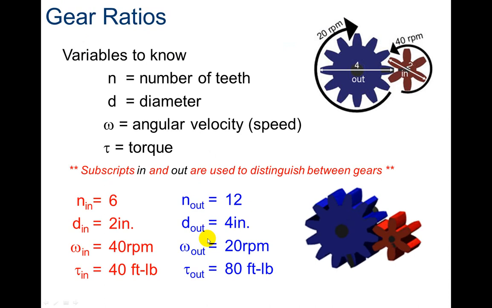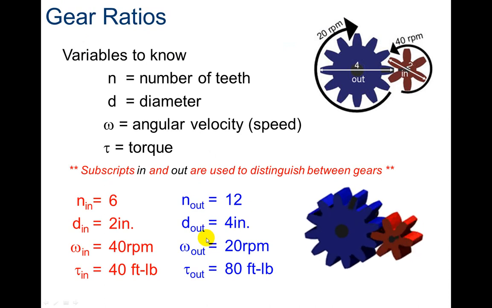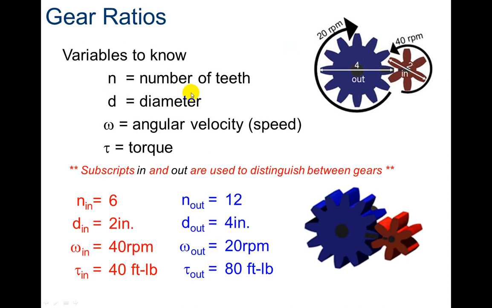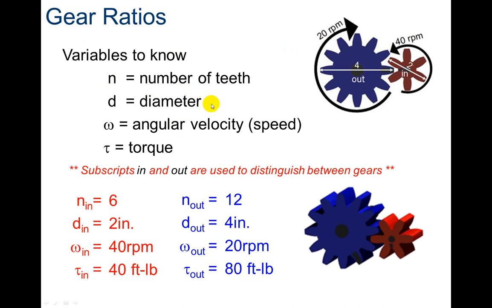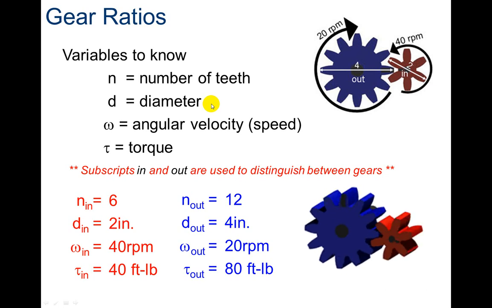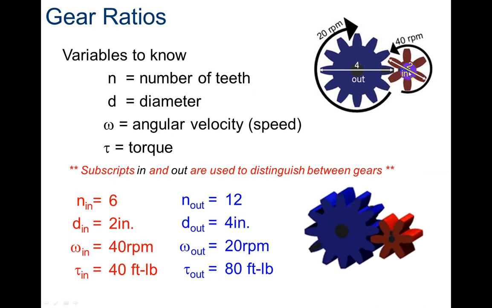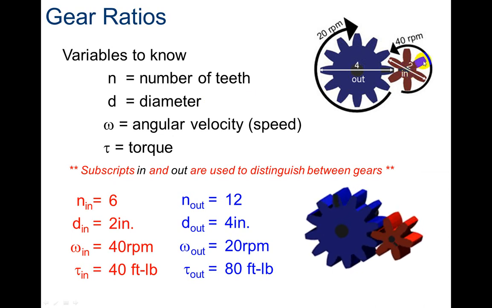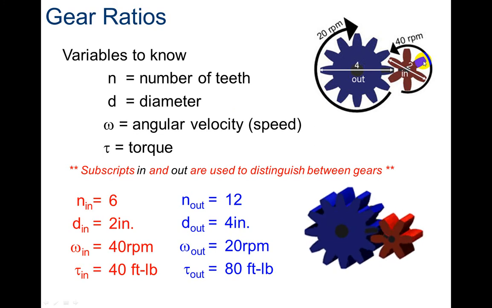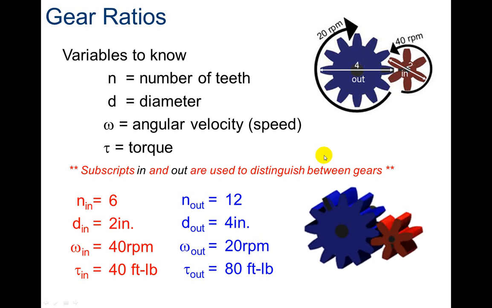So here, first let's talk about what each letter means. The variables that you need to know: N is the number of teeth, D is the diameter. Sometimes you'll see an R for radius. Either one works. The omega sign is the angular velocity, and the tau sign is torque. Here we're going right to left. The in gear is on the right, the out is on the left. So we take all of the information written on here and put it into its correct places for in and out.